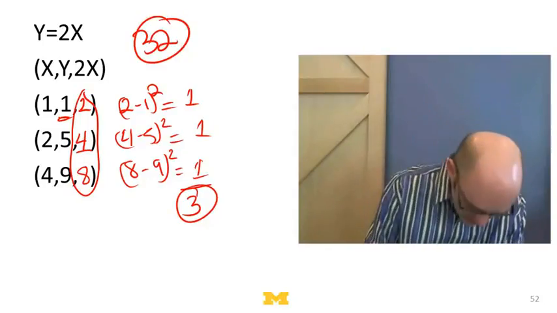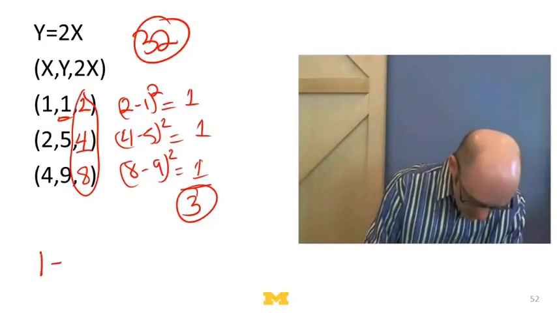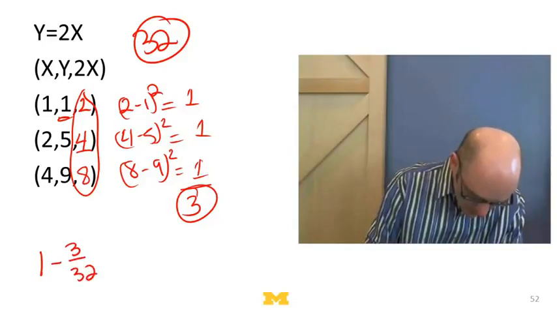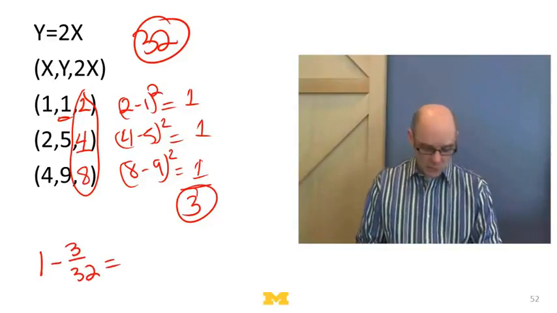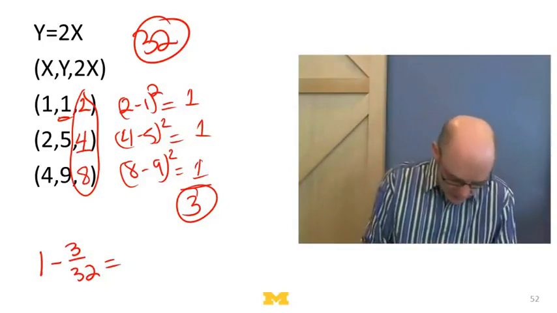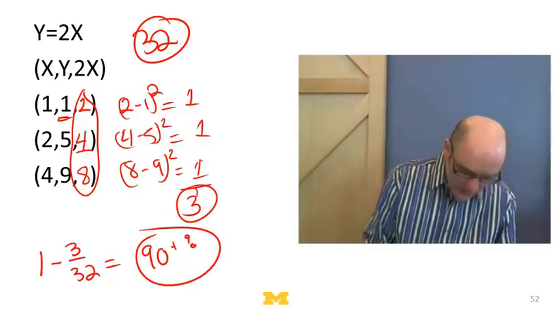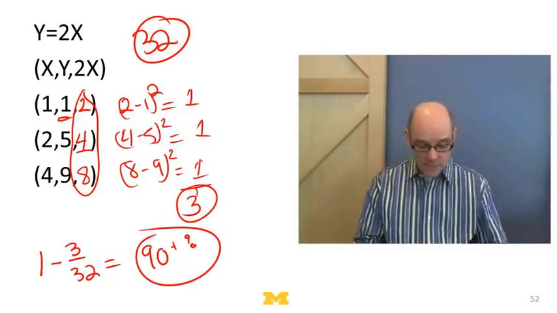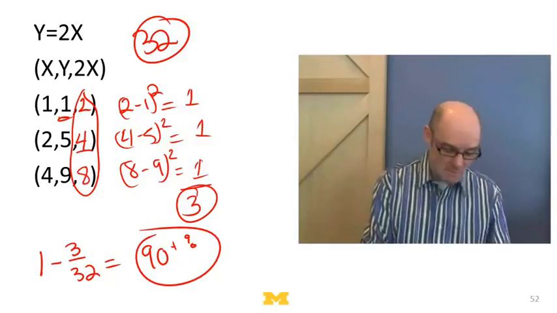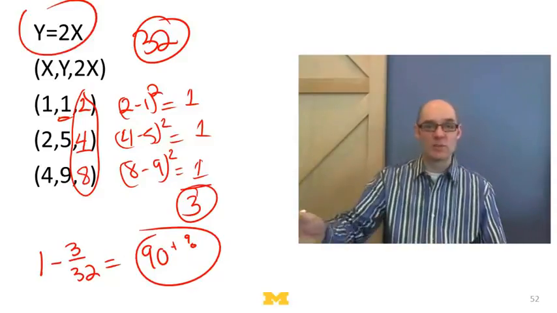So if I want to figure out my r squared, I just say that's 1 minus 3 over 32, right? And once again, I'm going to be over 90%, right? It's like 90+%, right? So that's really good. I've explained a lot of the variation. But the thing is, I just made this up. This y equals 2x, I just drew this line.